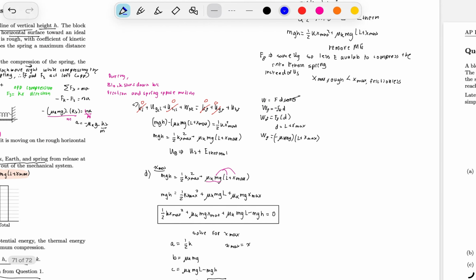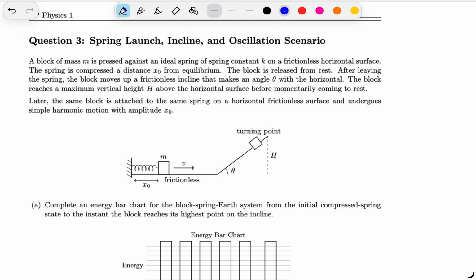So for our next question, we have a block of mass M pressed against an ideal spring with spring constant K on a frictionless horizontal surface. Our spring is compressed a distance x initial from rest. The block is released from rest. After releasing the spring, the block moves up a frictionless incline that makes an angle theta with the horizontal. The block reaches a maximum vertical height h above the horizontal before momentarily coming to rest.